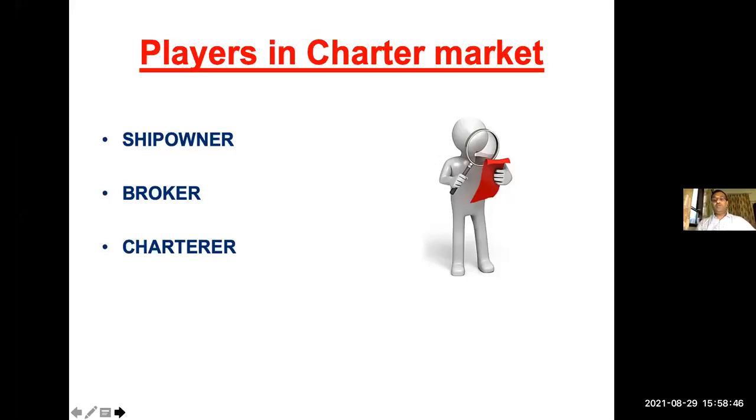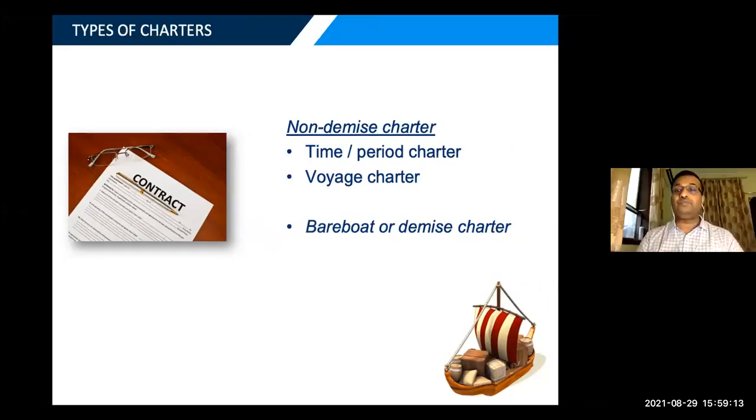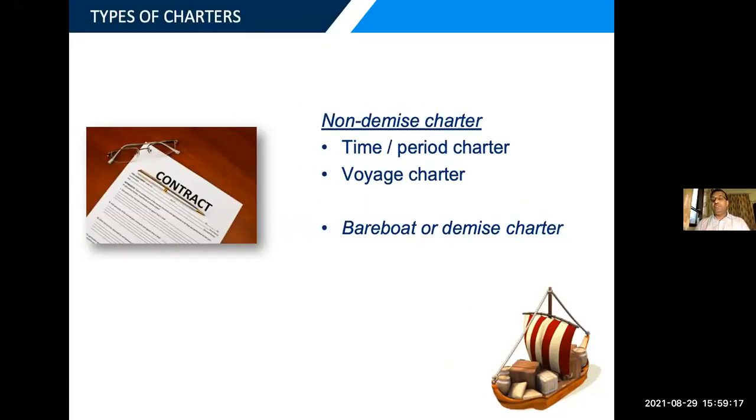Now let's look at what are the types of charter. What are the methods of employing a ship and what are the different types of charter? There are mainly two types of charter: a non-demise charter and a demise charter. Under the category of non-demise charter, you have two forms: time or period charter and voyage charter. And under demise charter, you have a form of charter called bareboat charter, BBC.